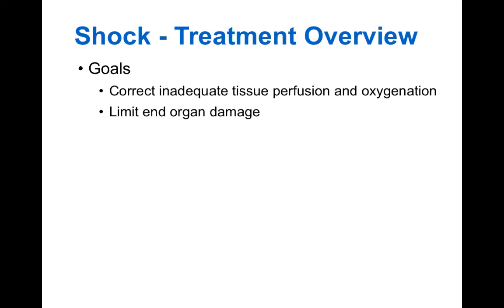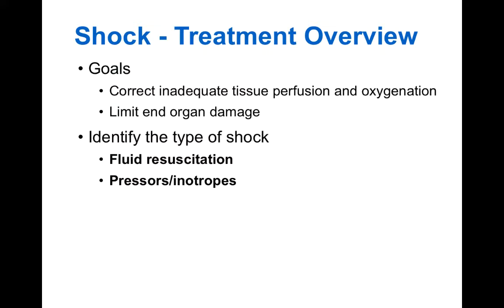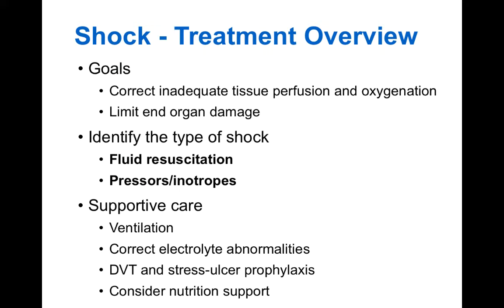We'll talk about a couple different types of shock today, but there are several overarching treatment goals that apply to all of them. So for all of the types of shock, you really want to correct the cause of the inadequate tissue perfusion and increase oxygenation to the tissues. The whole point of doing this is to limit end organ damage and, of course, to try to prevent death. So first, what you need to do is identify what type of shock it is, and then based on that, decide whether fluid resuscitation is appropriate and what kind of pressors and inotropes would best help correct the tissue perfusion.